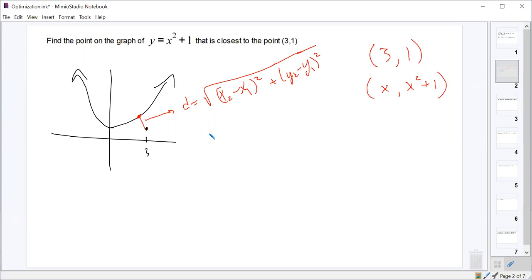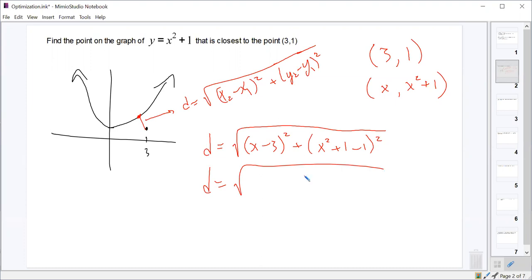Okay. So now our distance is the square root of (x minus 3) squared plus (x squared plus 1 minus 1) squared, or simplified down, this just becomes x squared squared, or x to the 4th, and then x squared minus 6x plus 9. Good?